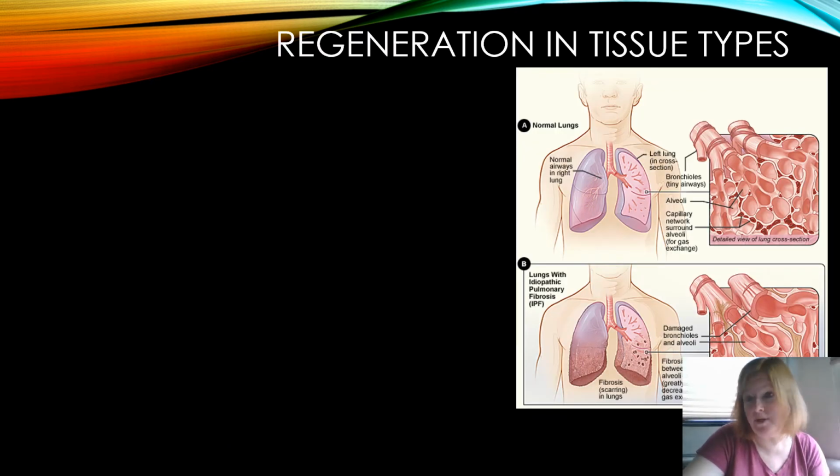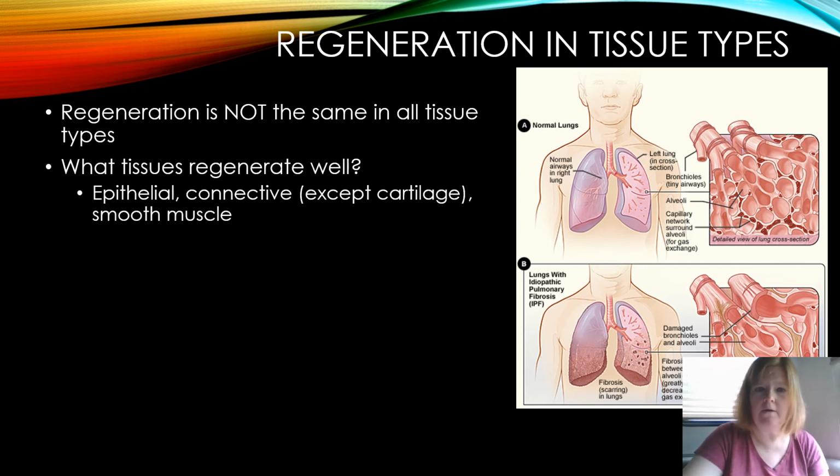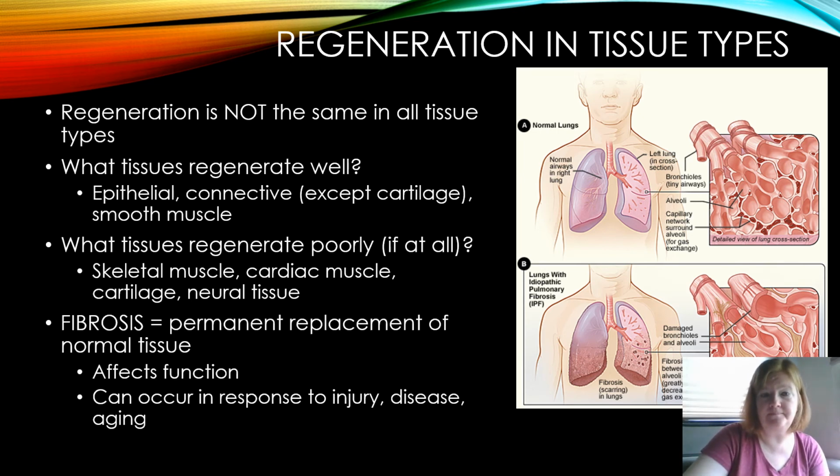Okay, let's talk about regeneration in tissue types. So regeneration is not the same in all tissue types. What tissues do regenerate well? Well, epithelial, connective, well, except for cartilage, and smooth muscle, because cartilage does not have a blood supply. All remaining connective tissue does. What tissues regenerate poorly, if at all? Skeletal muscle, cardiac muscle, also cartilage, and then neural tissue.